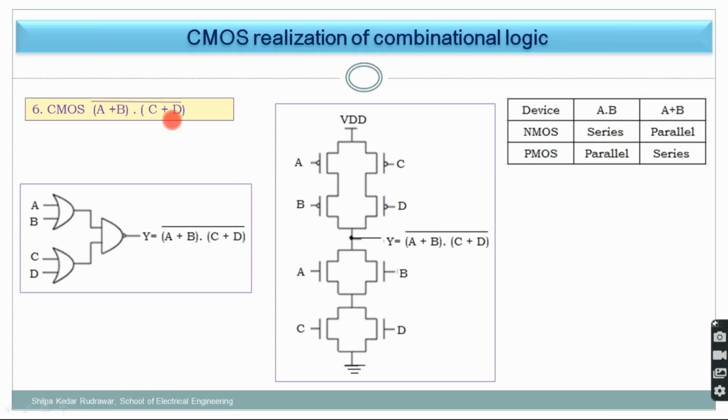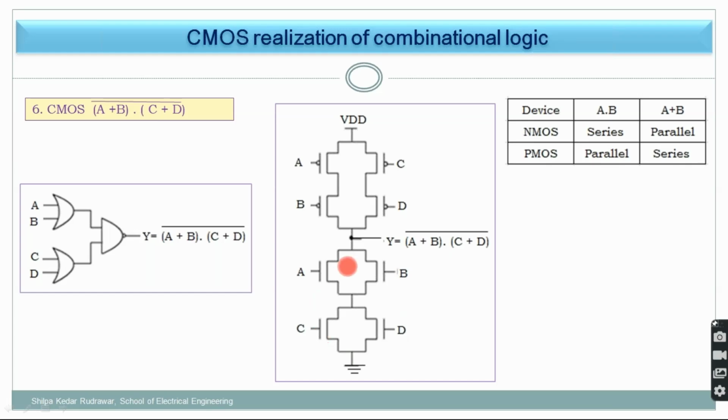Again, C plus D means this whole thing is in parallel with this whole thing. So C plus D means C parallel with D. So A parallel B is in series with C parallel with D. So this is my pull down network consisting of NMOS.